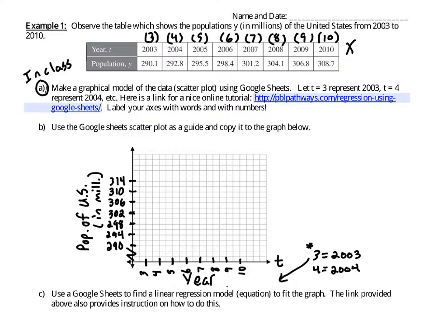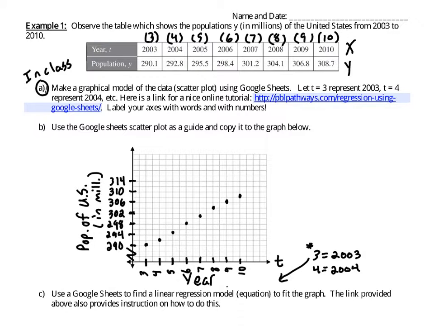And then on the Y-axis, as it says, is population. I went ahead and decided to go up by 2s. I started labeling with 290 to make sure I could cover the minimum. And then I skipped a tick mark and went up by 4s, which means every tick mark would then be going up by 2s. I've labeled it with population in millions, and of course I've made a little note that 3 means the year 2003, so you can interpret that. So the next thing we're going to do is plot those points.